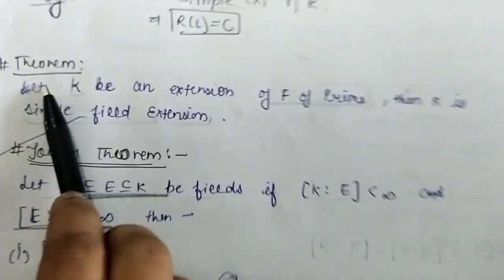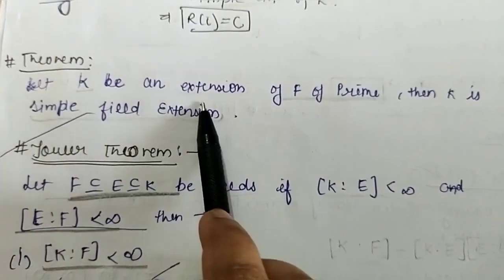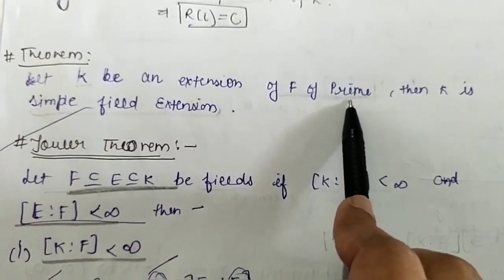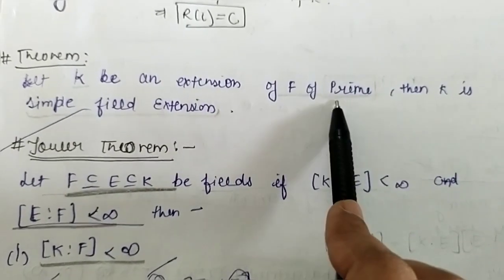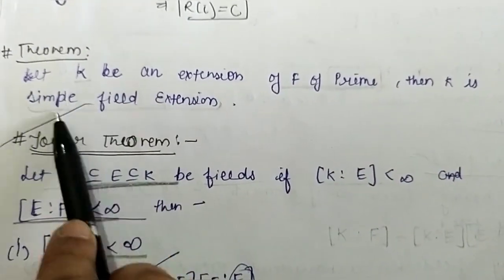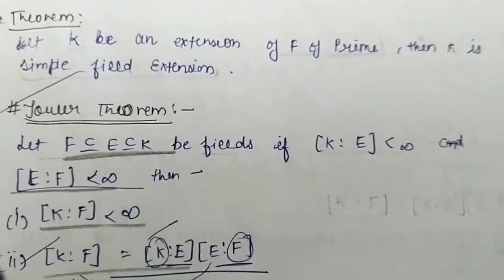Theorem, what does this theorem say? Let K be an extension of F of prime degree. Means that K is an extension of F of prime degree, then K is a simple field extension.